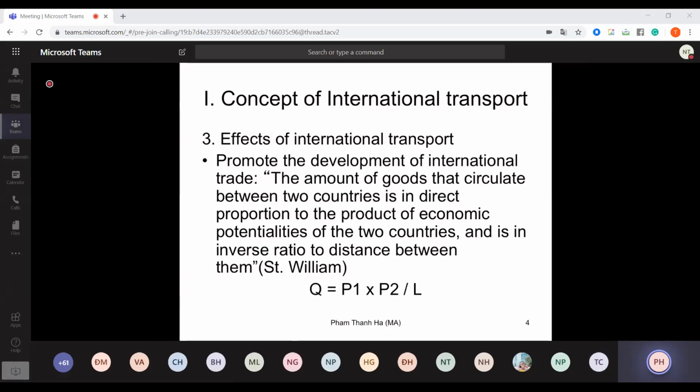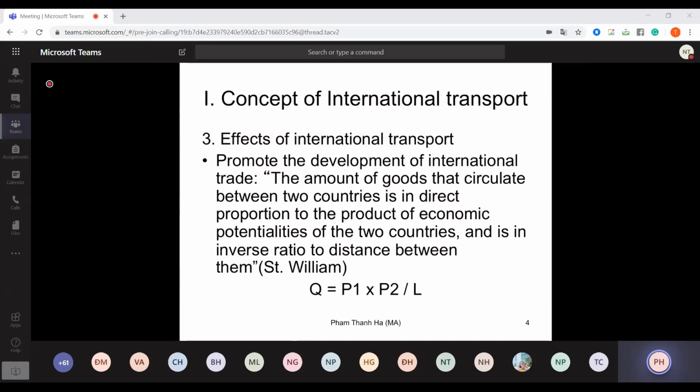So that's the problem. Because we have applied that way in the long term, the result that we can gain is less and less. So that's why we need to think about another way to increase the amount of goods that circulate between two countries. Nowadays, most countries are not really focusing on the first way anymore. Instead, they are focusing on the second way. It means to reduce the distance between the two countries.